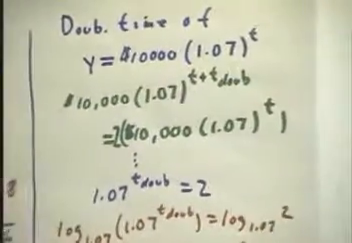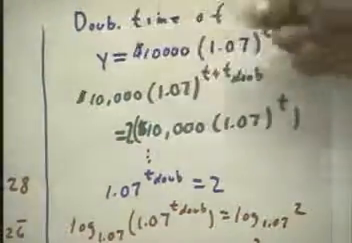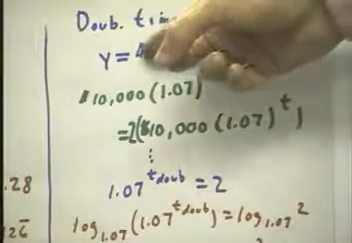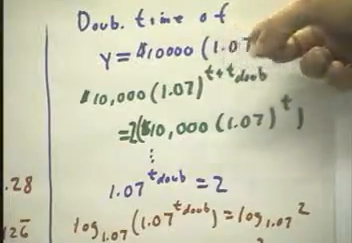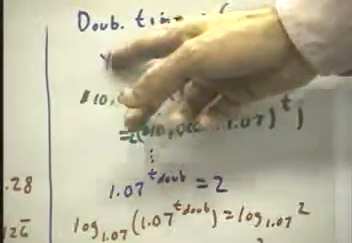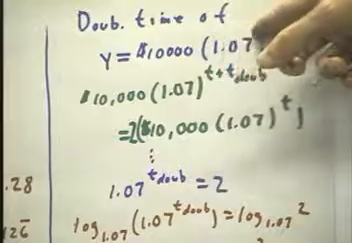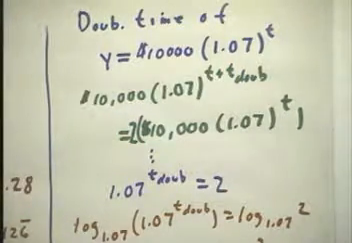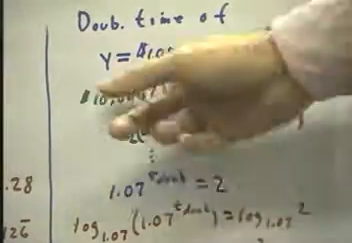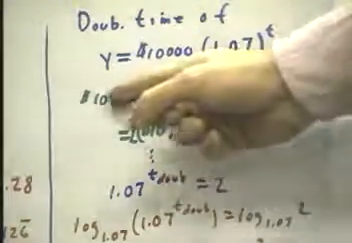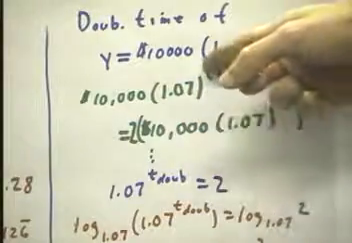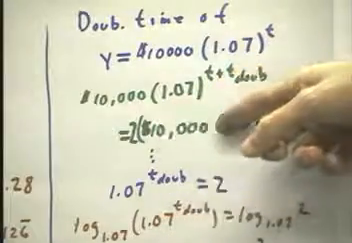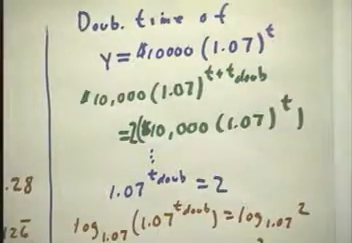Let's apply what we've just found out about logs to the doubling time of the situation where we had $10,000 invested at 7% interest. Remember that y was then $10,000 times 1.07 to the t, and that the doubling time is the time that satisfies this relationship here: $10,000 times 1.07 to the t plus t dub equals 2 times $10,000 times 1.07 to the t.